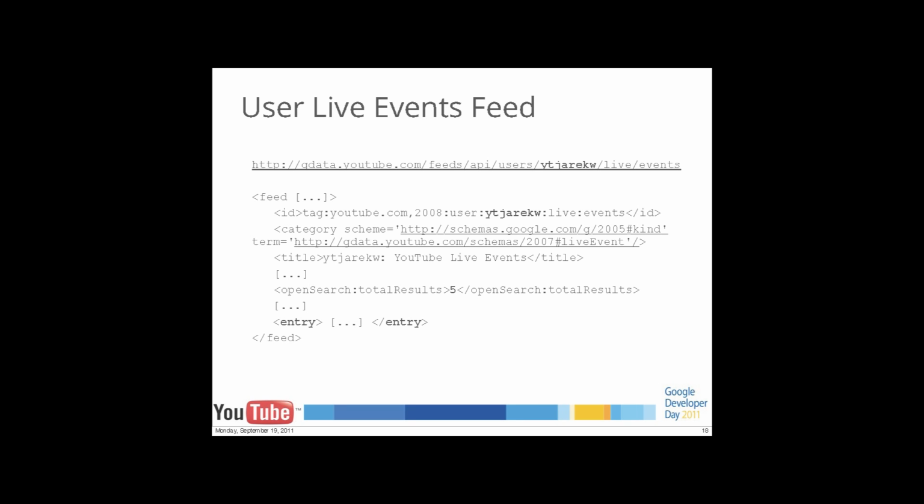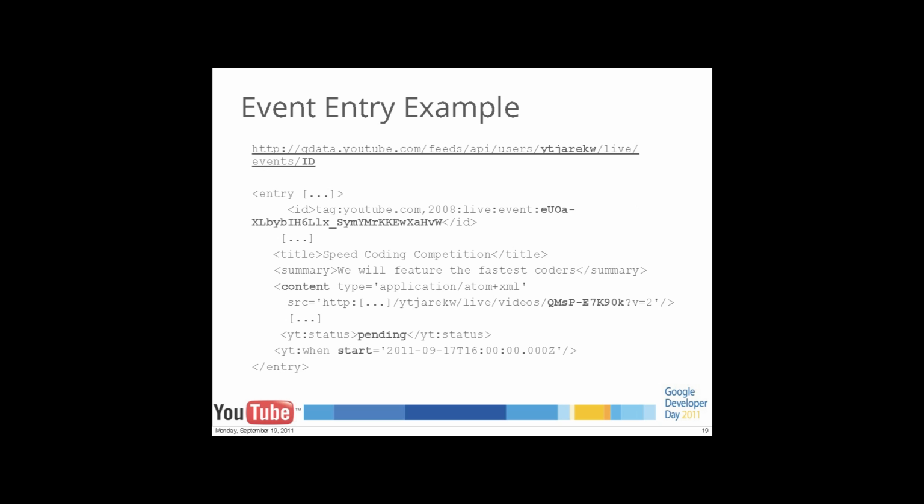So here's just a recap of what the live events feed looks like. So this is a live events feed that I have in my test account. As you see, I have 5 events scheduled, so there are 5 entries. Each entry will look something like this. We'll have an event identifier. It will have a video ID corresponding to the stream.